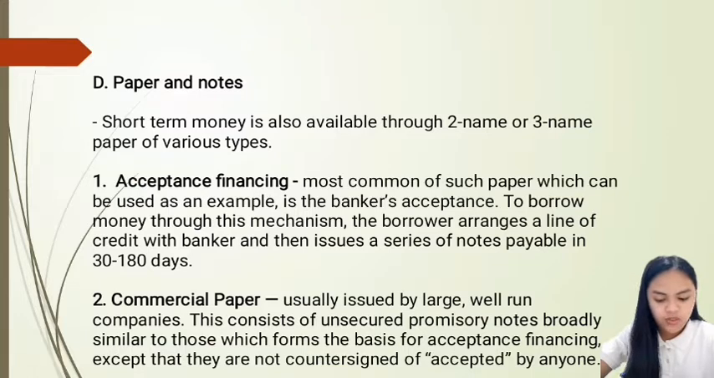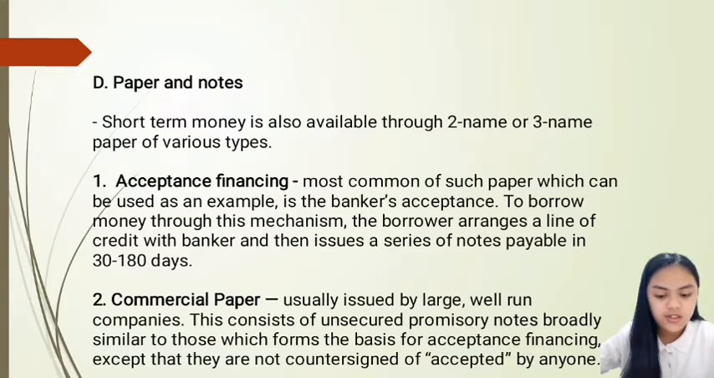So the borrower delivers each note to the bank, and the bank endorses or accepts the note and may retain it in its own portfolio or sell it to the investing public. In the latter case, the purchaser of the note looks to the worthiness of the accepting bank rather than to that of the issuing company. The borrower in effect is paying the bank for the privilege of borrowing against the bank's credit.